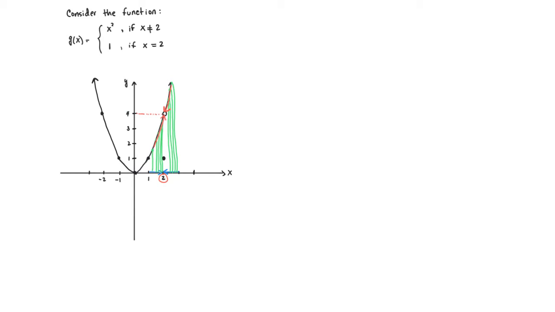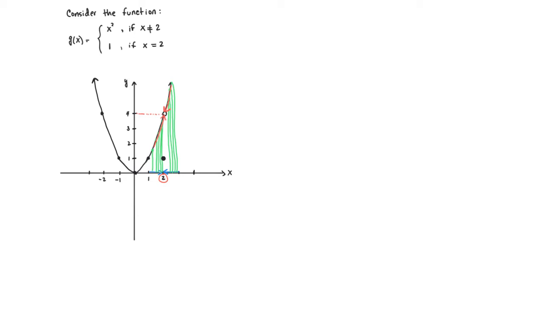Even though, let me remind you, the y value at 2 is exactly 1, when x is approaching 2, the y values are approaching 4. They're not approaching 1. The y values are traveling along the parabola. So along the parabola, the y values are right here approaching 4. They will never equal 4.